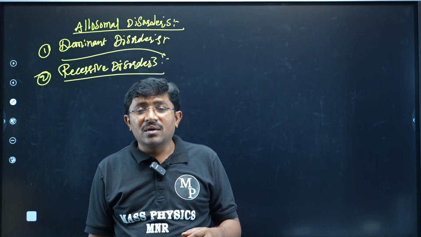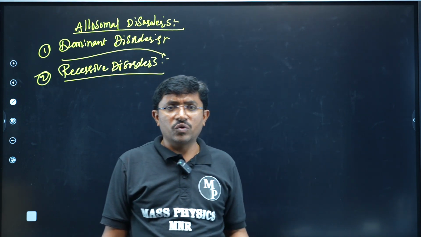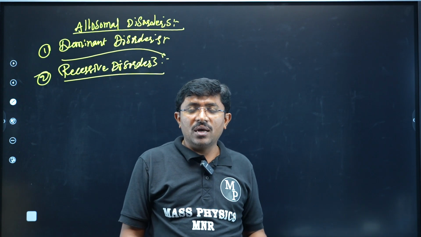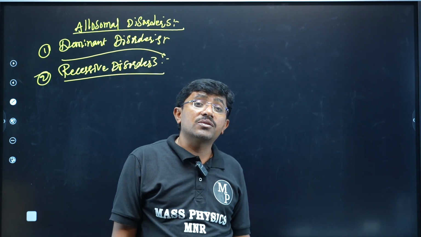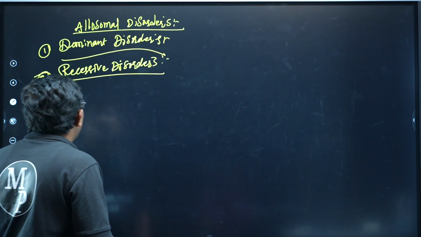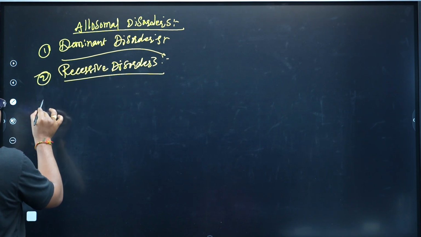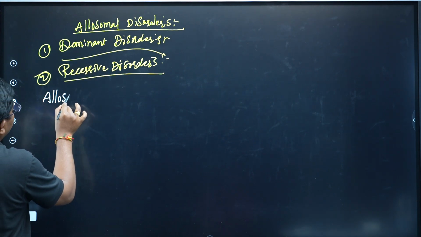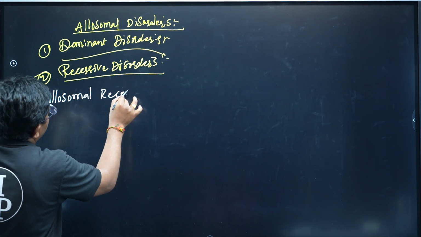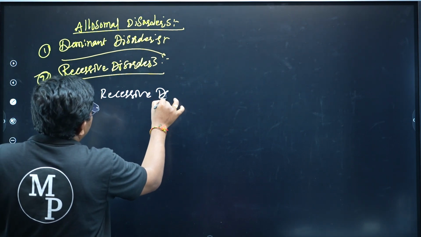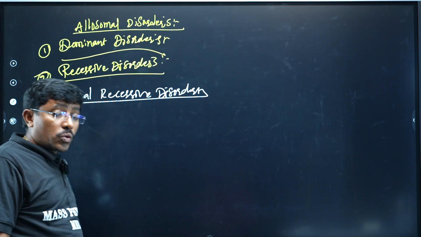But the dominant genes present on the X chromosome are not referred to. That's why we don't go into discussion of dominant traits in allosomal. Only we'll discuss allosomal recessive disorders. Now we'll go to allosomal recessive disorders. In these, we will discuss only the genes present on the X chromosome.